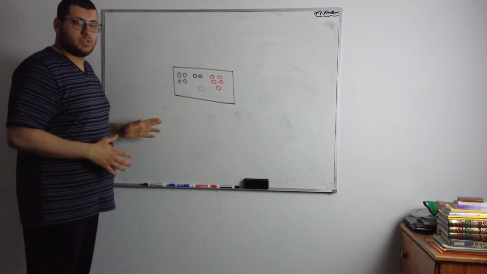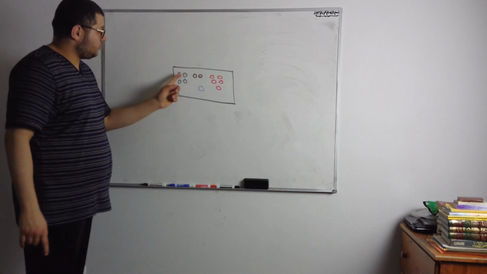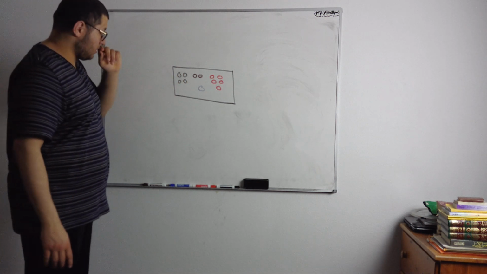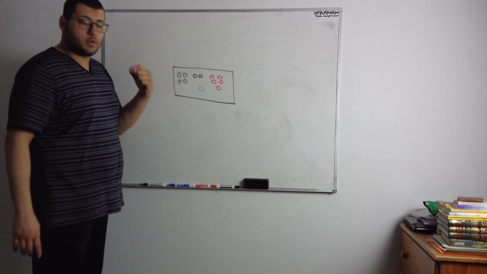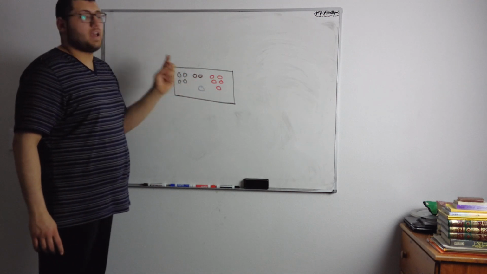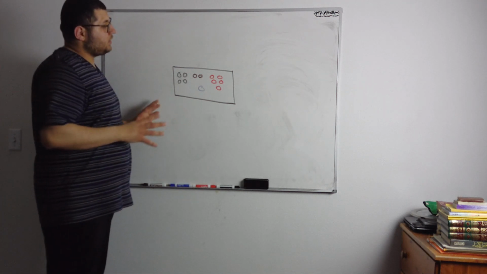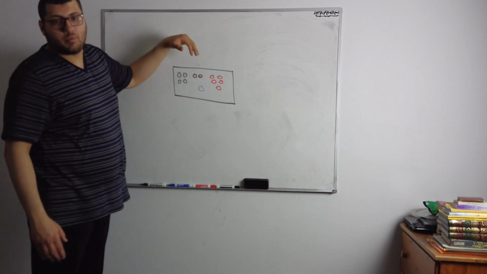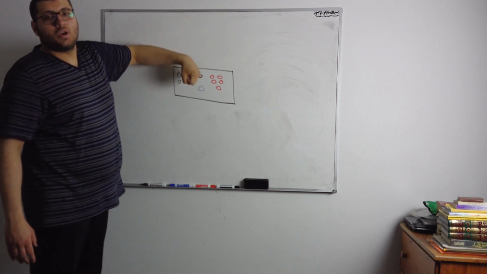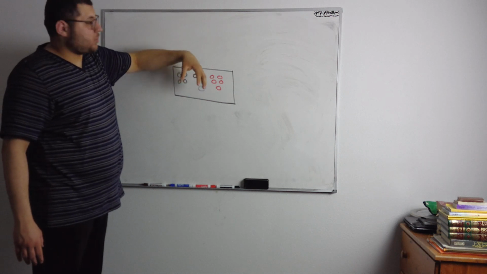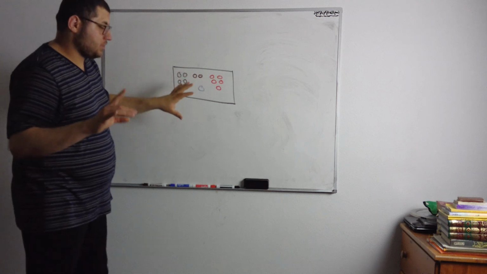So we have a box here. This box has marbles. It has 4 black marbles, 2 brown marbles, 1 blue marble, and 5 red marbles. Now, if I were to randomly put my hand inside the box, what is the probability? I'm going to randomly pick a marble.